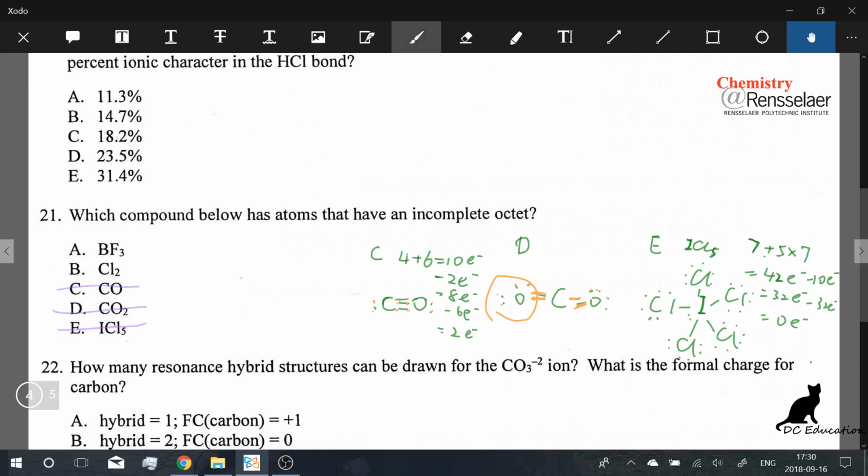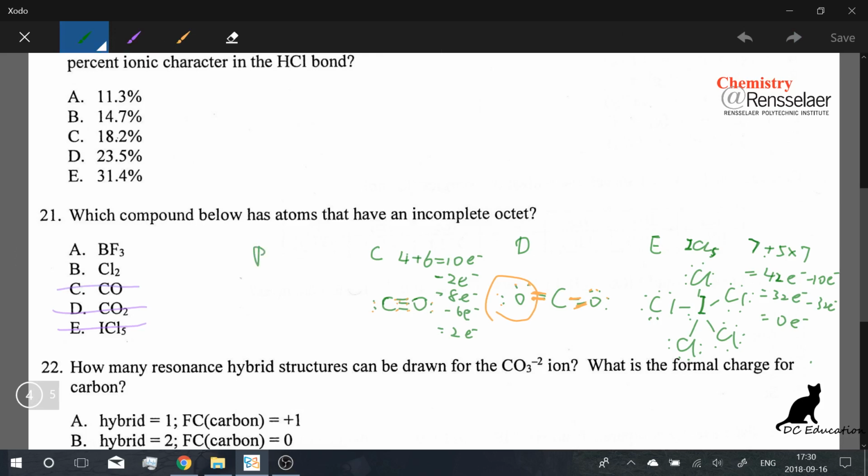Okay, and for choice B, it's chlorine. So it's 7 plus 7 equals 14. I'm sorry, what I mean is 12 electrons after bonding. And we just put down those electrons around the chlorines. That fits perfectly and gives us an octet for both species. It also gives a formal charge of 0 on both atoms in the molecule. So B is not the answer too.